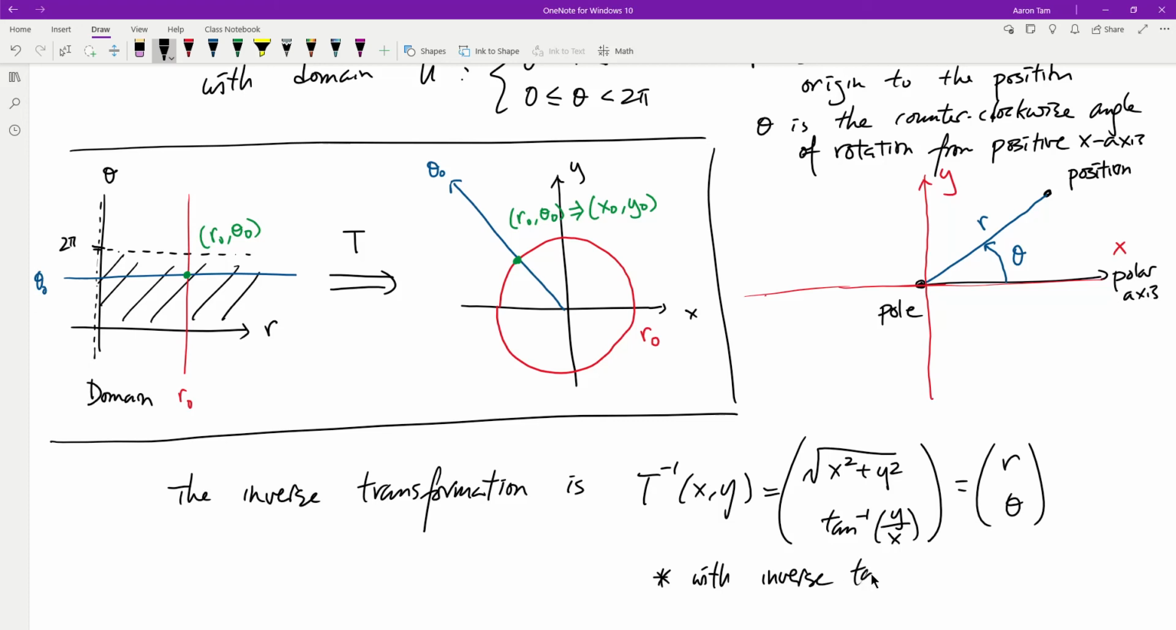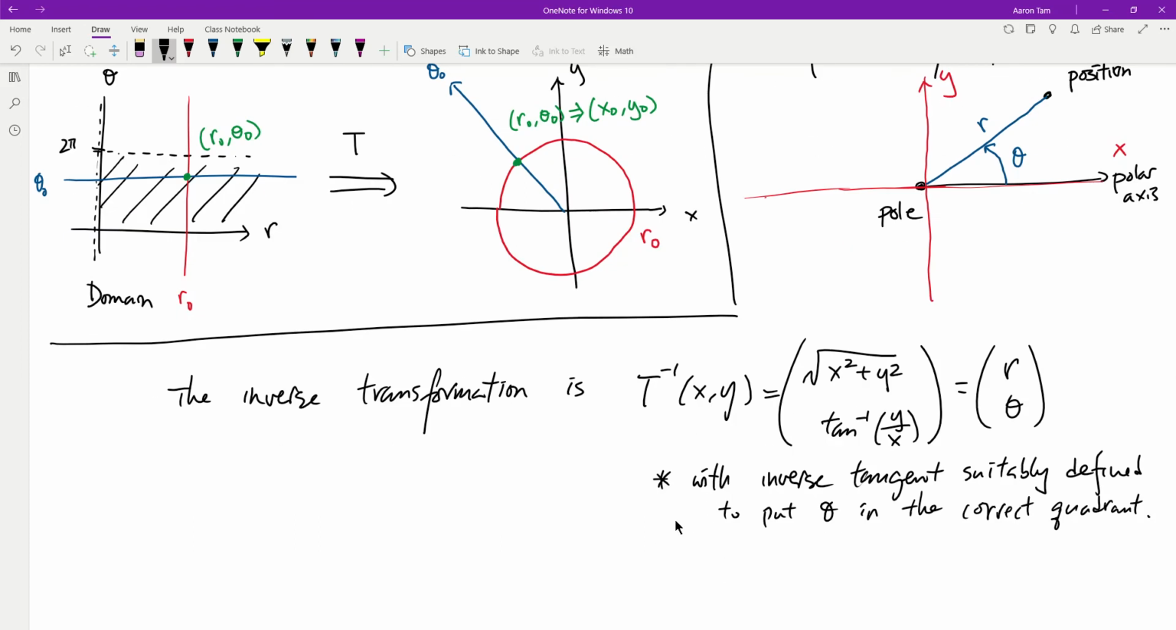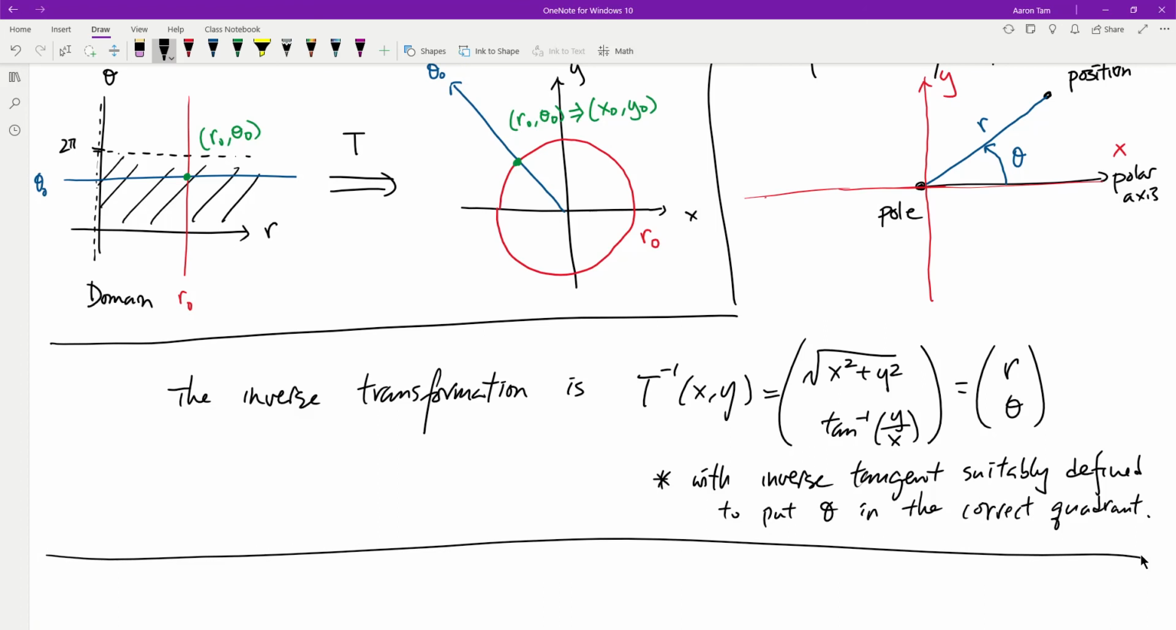With the inverse tangent suitably defined to put theta in the correct quadrant. The reason why you need a little disclaimer here is that inverse tangent only gives angles from negative pi over 2 to positive pi over 2, but here theta can be anything from 0 to 2 pi, so you have to do a little bit of work to make sure that you get theta in the correct angle. Once you do inverse tangent of y over x, you have to figure out what quadrant theta should be in and change that angle into an angle between 0 and 2 pi.